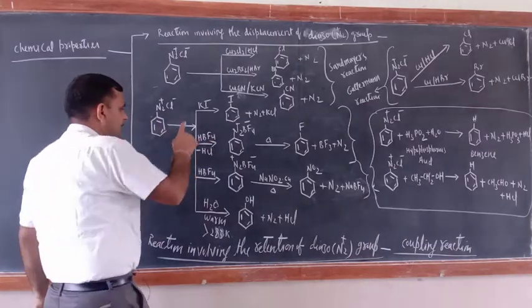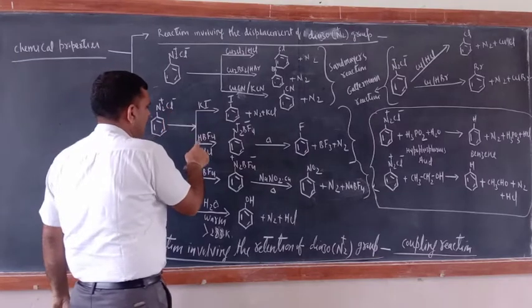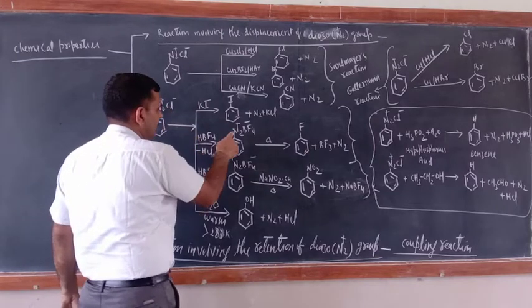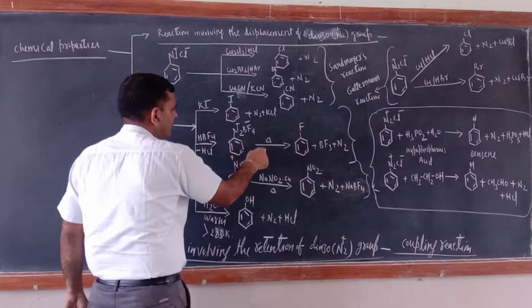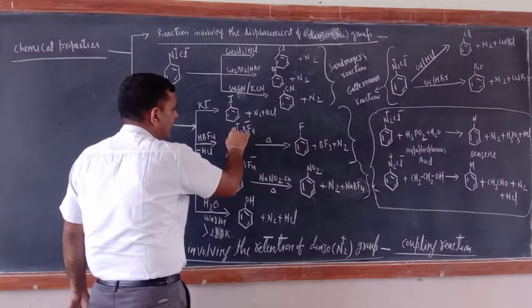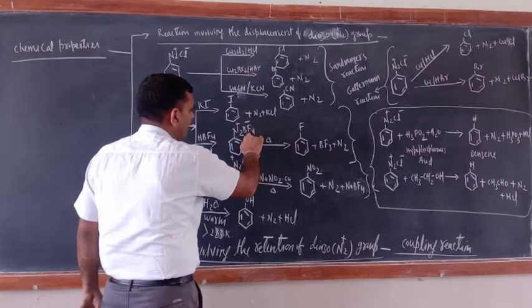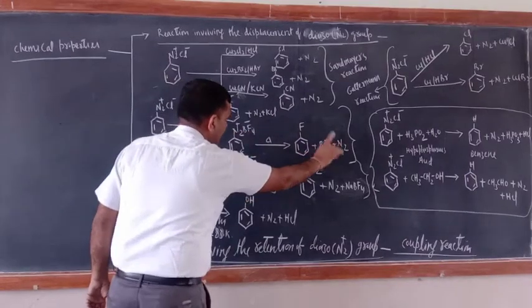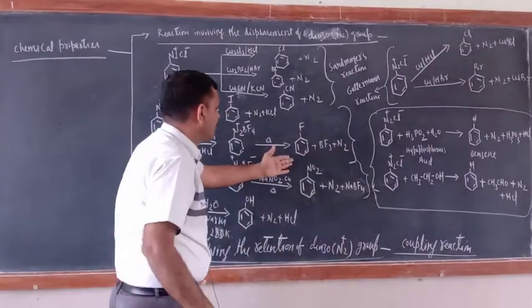Then what would be there? HCl will come out, H of this one and Cl of this one, and you get N2BF4. When you heat, one fluorine stays here, N2 will come out, and BF3 as well. Okay, so fluorobenzene you have got.